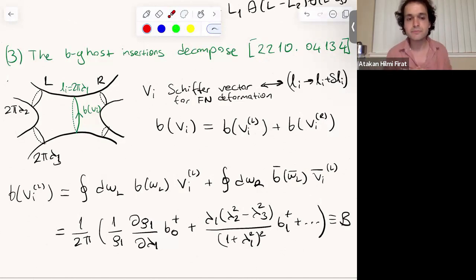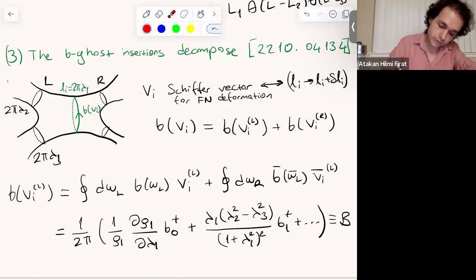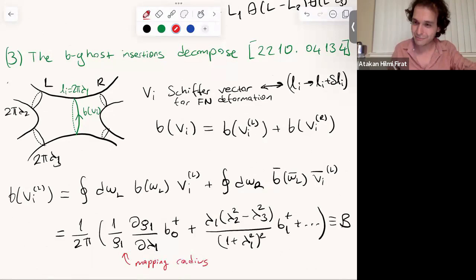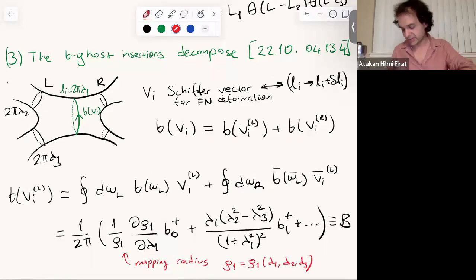So what is this rho 1 in this derivative, 1 over rho 1 del rho 1 by? Good question. This is the so-called mapping radius. I didn't want to write this expression because it involves gamma functions, and it's not looking good. It depends on all the lengths as well, lambda 1, lambda 2, lambda 3. It has a complicated dependence. You can look at my 3-vertex paper; I don't remember it off the top of my head. You just need to know it's a function.